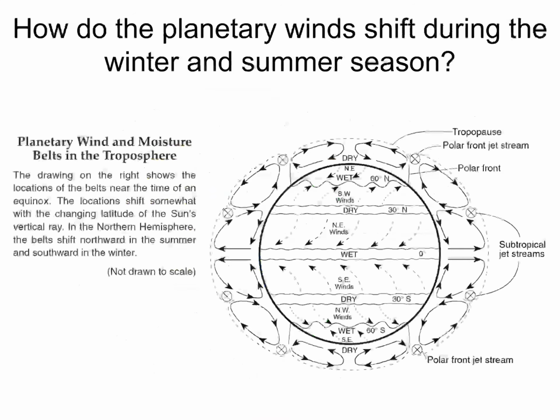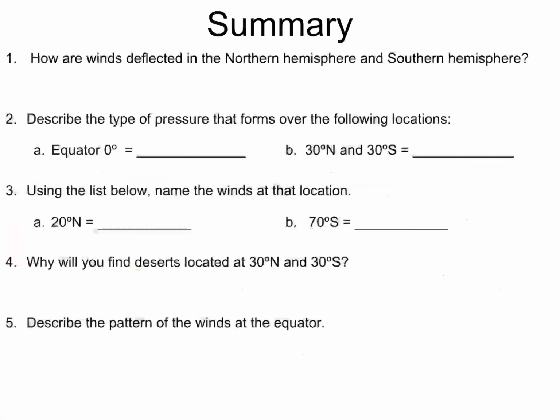So, how do the planetary winds shift during the winter and summer season? Take a look at this little paragraph here. In the northern hemisphere, which is where we are above the equator, the belts shift northward in the summer and southward in the winter. So all these lines are going to just shift up a little bit in the summer, and then they're going to shift down a little bit in the winter.